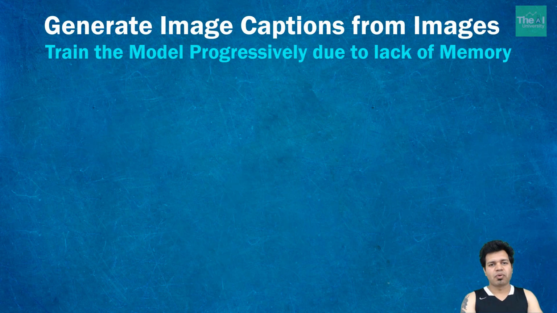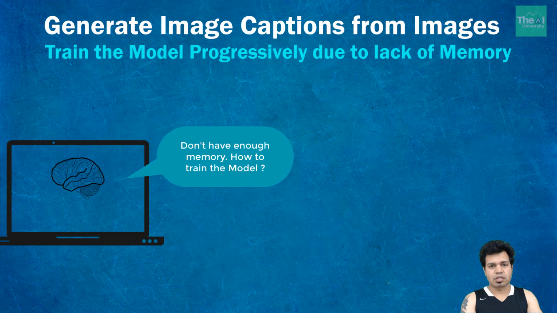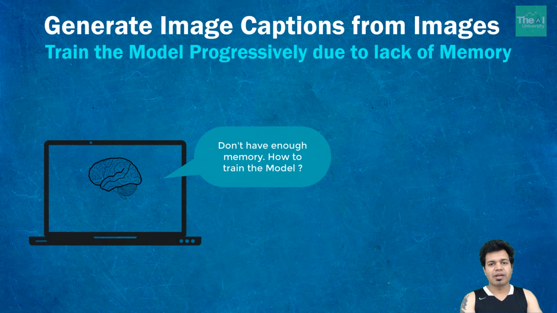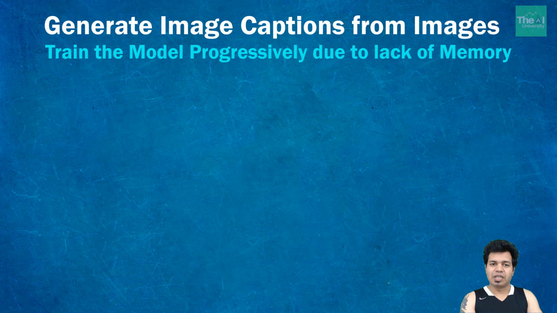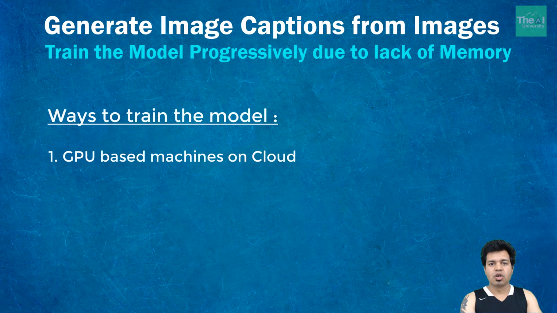So what is progressive loading? Well, there are times when we don't have enough memory on the system on which we are training our image based models. The model we developed in the previous video can't be just trained on a system with just 8 to 12 GB of RAM. We actually need a RAM above 32 GB to train the model. You can either use cloud-based GPU machines having enough RAM to train these models, or train them progressively.